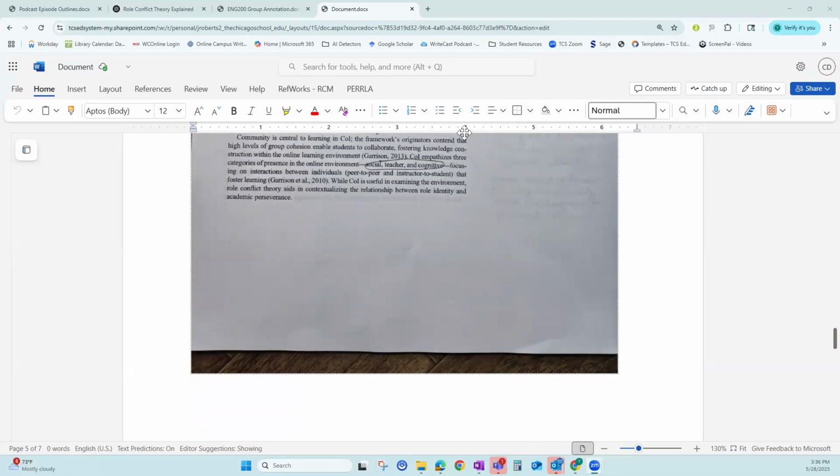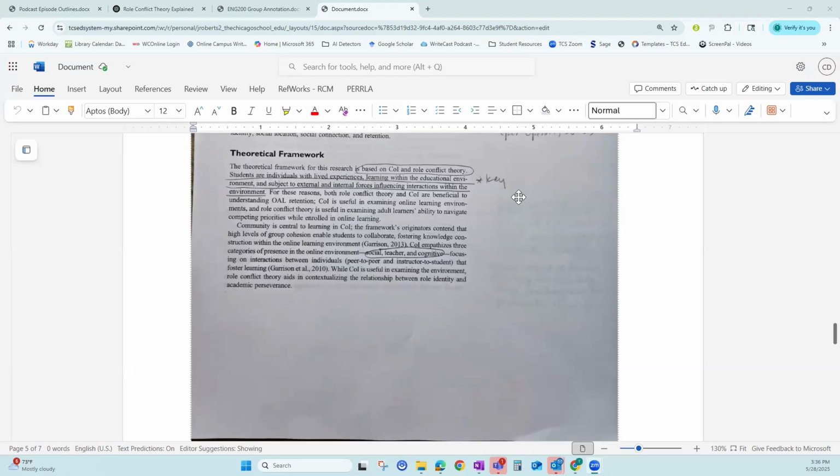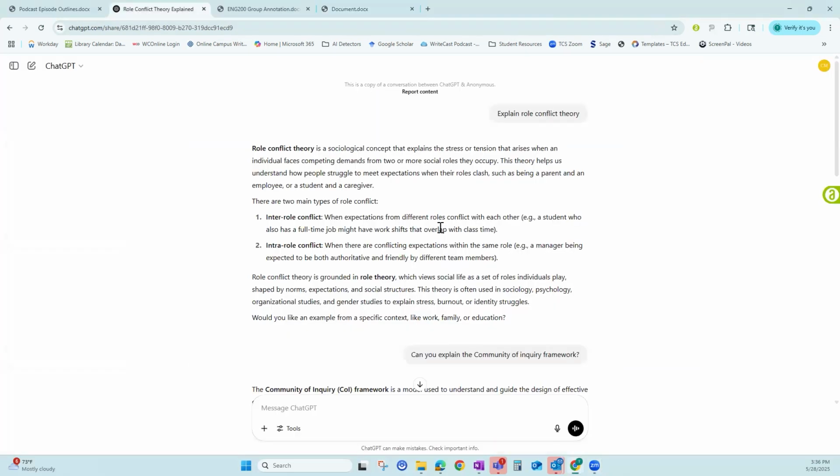Okay, so I didn't know what role conflict theory was, and I didn't know what community of inquiry was. And it's in this reading a lot of times, right? So you kind of need to know what those things are. They're making some assumptions about their reader. They're assuming that the person that reads this is going to know these terms. Well, I don't, and I'm assuming that our students might not. So I went to good old ChatGPT, and I also used Copilot to see if they would say different things.